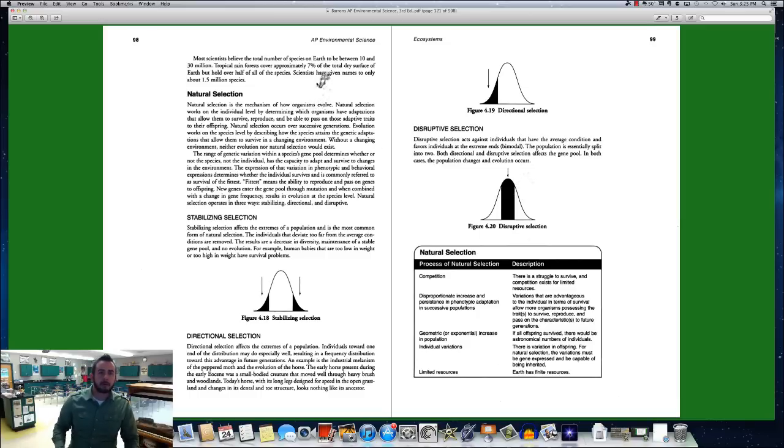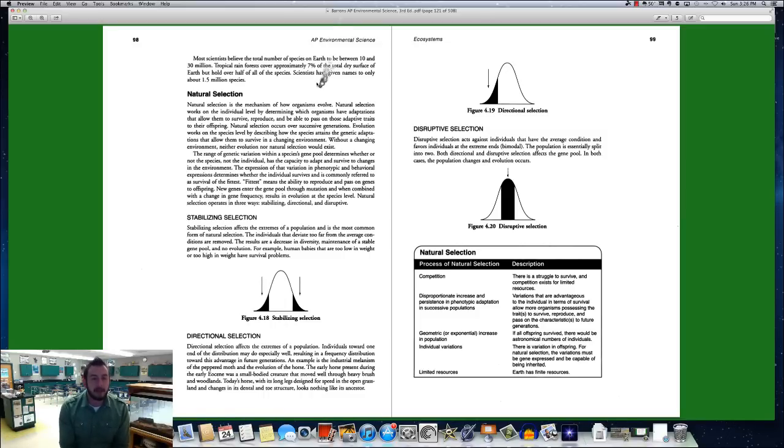Most scientists believe the number of species on Earth is between 10 and 30 million overall. Tropical rainforests cover approximately 7% of the total dry surface of the Earth, however, they hold half the species on Earth, which is kind of crazy. Scientists have given names to only 1.5 million species, but think there are 30 million species out there, so there's a lot more to identify.